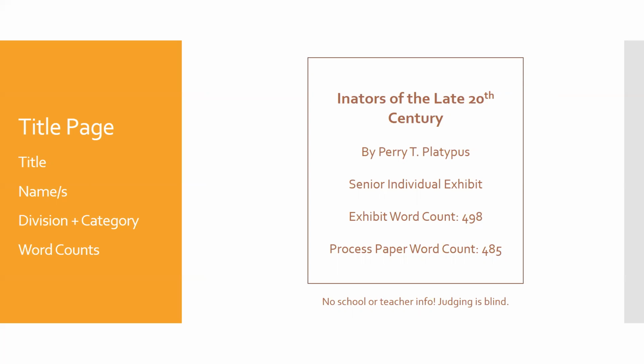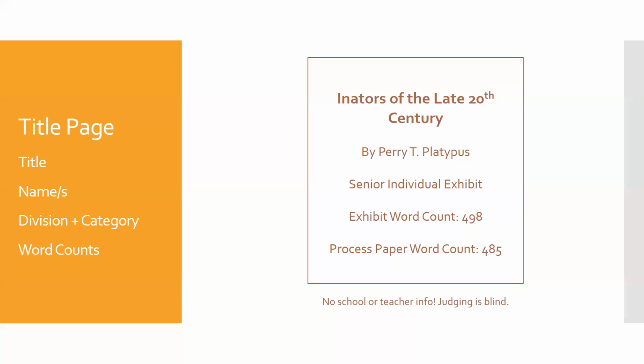So it's going to include the title of the project, the name or names of the students who did it. It's going to include the age division and category. If they are not sure if they're in junior or senior division or youth division, there are places where you can look that up in our materials, or you can send a quick email. So it's senior division individual exhibit or senior division group exhibit. And then the relevant word counts for their category.